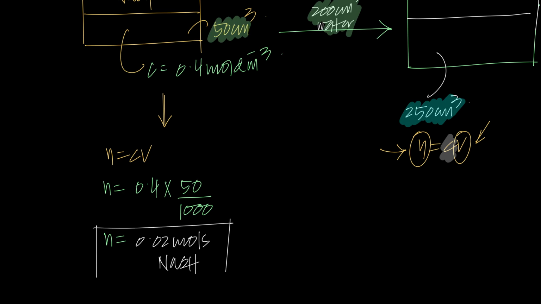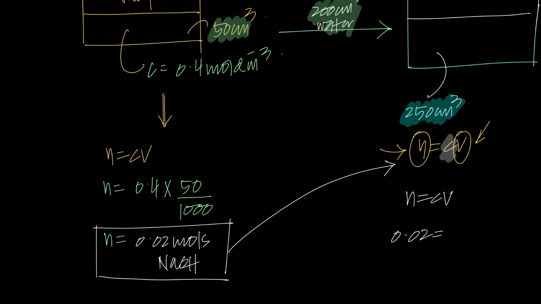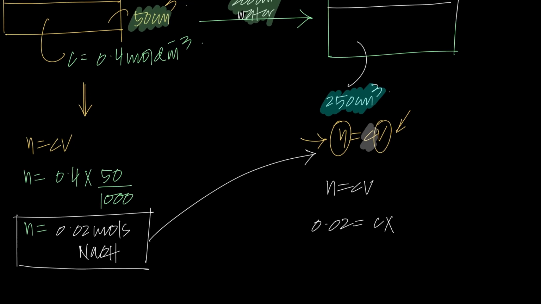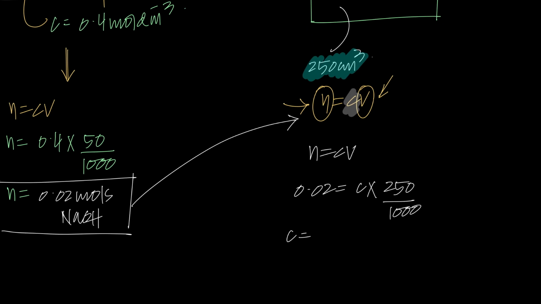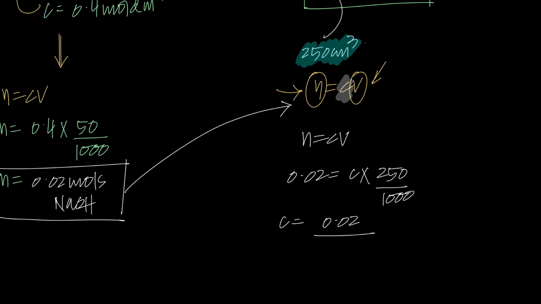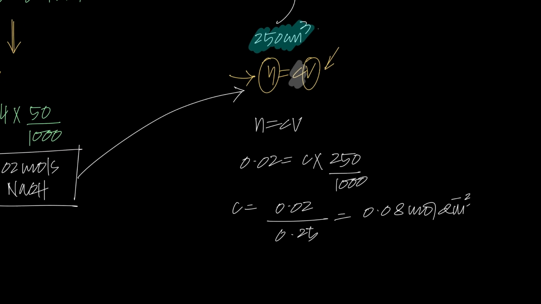Now I have the moles right here, and I'll just plug the moles in. So n equals CV. I have the moles now, which is 0.02. The concentration I need to find. The volume of this solution is 250 divided by 1000 because it's in cm cube. Concentration equals 0.02 divided by 250 divided by 1000, which is 0.25. So 0.02 divided by 0.25 gives 0.08 mole per dm cube. That's the concentration of the resulting solution.